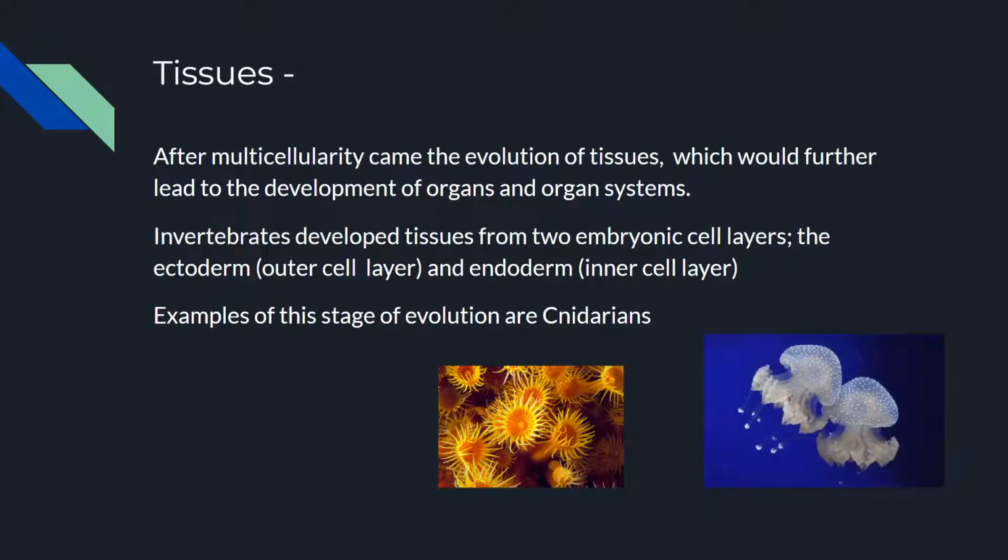After multicellularity came the evolution of tissues, which would further lead to the development of organs and organ systems. Invertebrates developed tissues from two embryonic cell layers, the ectoderm, which is the outer cell layer, and the endoderm, the inner cell layer. Examples of this are cnidarians.